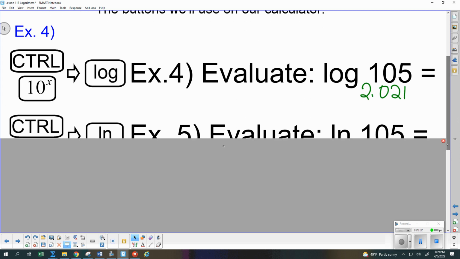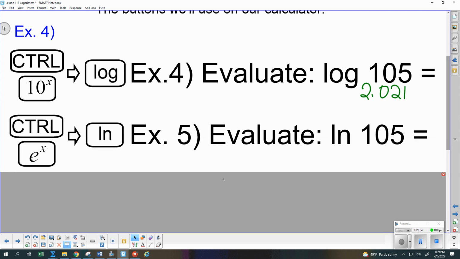For natural log, you're going to do the control e to the x button because it says ln up above that. That's not going to give you a box for the base because the calculator knows that it always means log base e. So all you have to do is get the ln, and then you only have one box, put the 105 in it. And Amelia, do you already have what that equals? Others getting 4.654. So I think we're in good shape with that much so far.